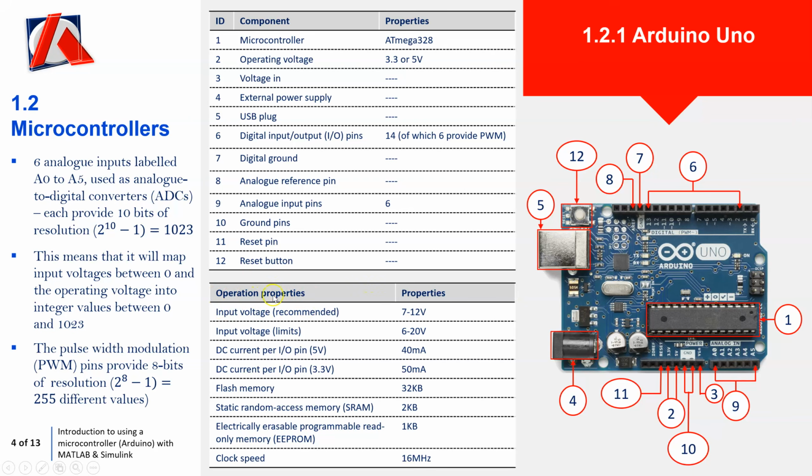Okay, so some operating properties. The recommended input voltage is 7 to 12 volts because you can get voltage drop on the board. The input voltage limits are 6 to 12 volts because the board has a voltage regulator, so you can take it up to 20 volts and it will lower the voltage for you. The DC current at 5 volts and 3.3 volts is 40 milliamps and 50 milliamps. Flash memory is 32 kilobytes. Don't worry too much about that. The clock speed is 16 megahertz, so it's a very fast board.